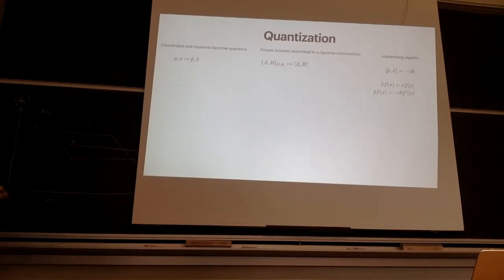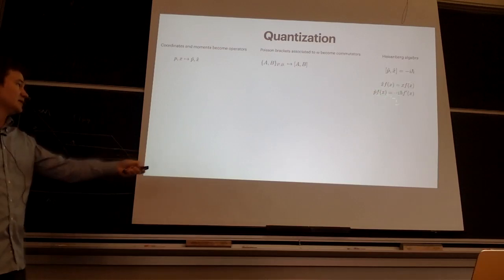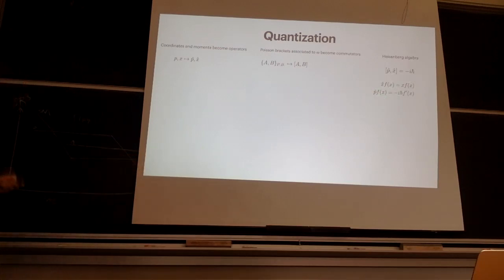Moving further on, we have coordinates and momenta, and they are promoted to operators. Poisson brackets on the symplectic manifold become commutators. So in this case, P and X form the Heisenberg algebra, where X acts by multiplication and P acts by a derivative, right?